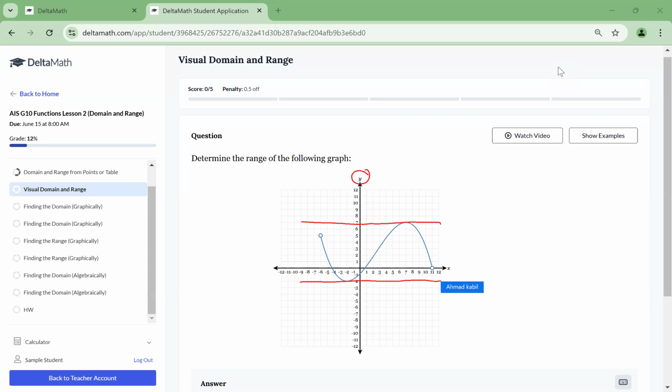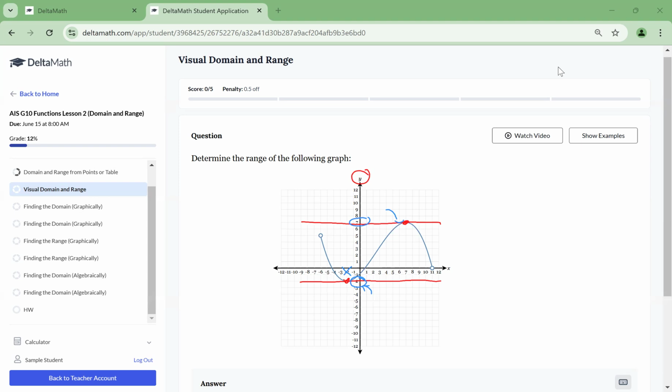And we have this point here, which is a closed point, and we have this point here, which is a closed point as well. So therefore, our range is going to be from -2, and the -2 here comes from this value, not this value, but this value. And the topmost comes from this value, this 7 here. So from -2 to 7 on the y-axis.